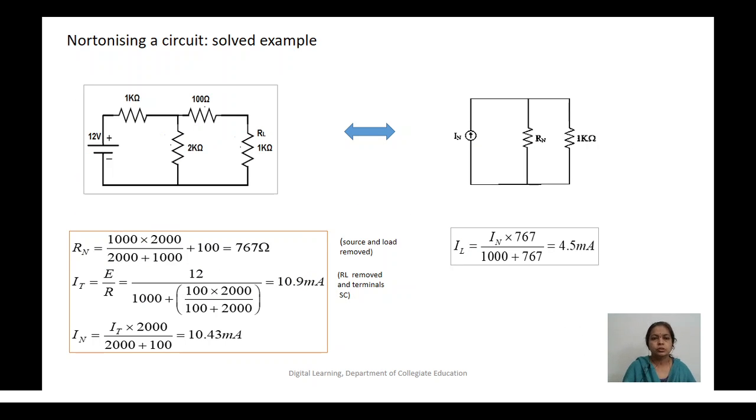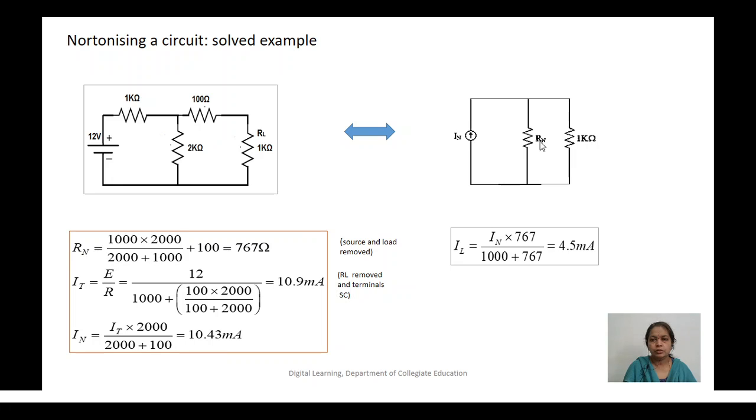So we'll see how exactly this can be done by solving a problem. Suppose we have a complex network here wherein we have a source of 12 volts and 3 resistances, 1 kilo ohm, 2 kilo ohm, 100 ohms and 1 kilo ohm. Now first we have to Nortonize this circuit.